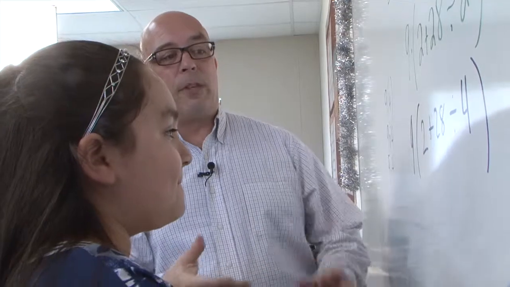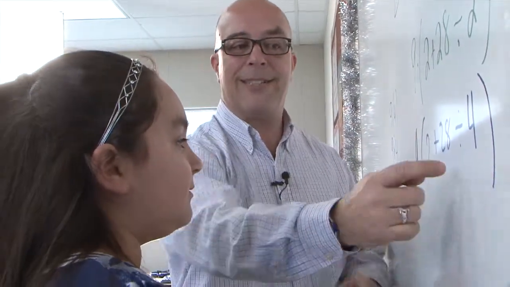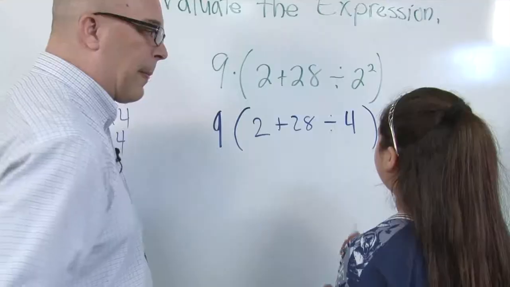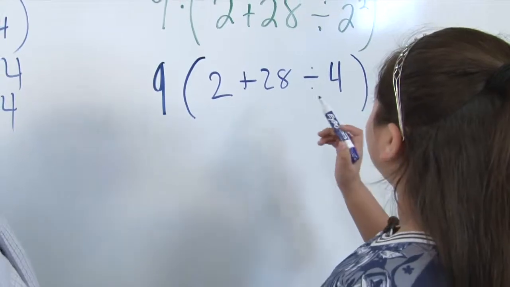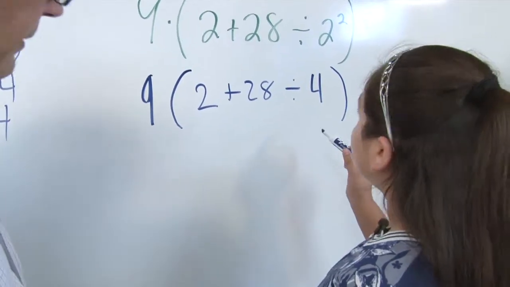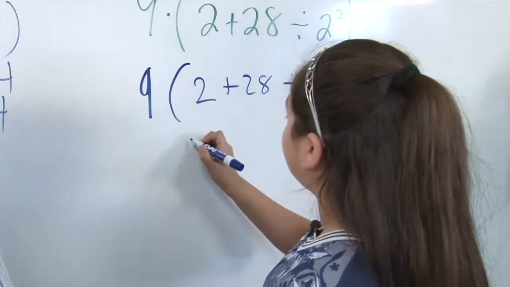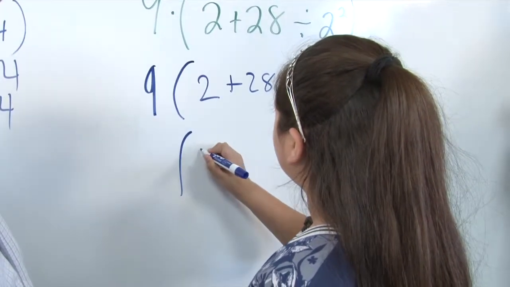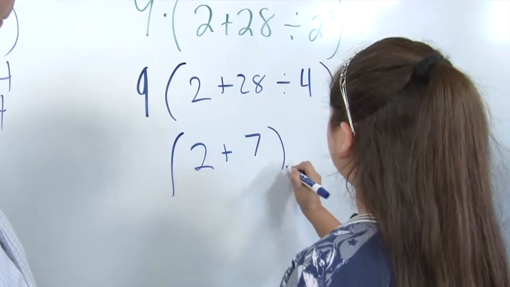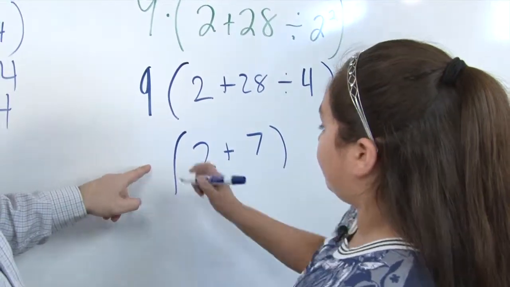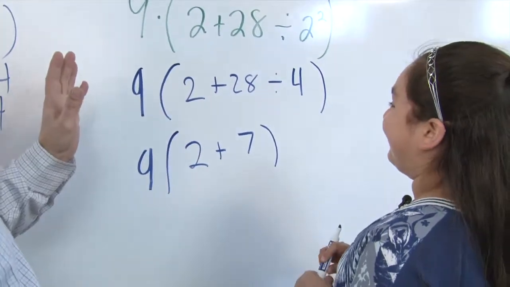So now we still have our parentheses that we're going to multiply everything by 9. But inside here, what do we have to do first? We have to do the division. Perfect. And what division do we need to do? We have to do 28 divided by 4, which equals 7. Good. So how do we write everything down? So then we make another parentheses and we put a 2 plus 7. There we go. It's just easy to remember to keep bringing it down. Otherwise, we might just forget about it.